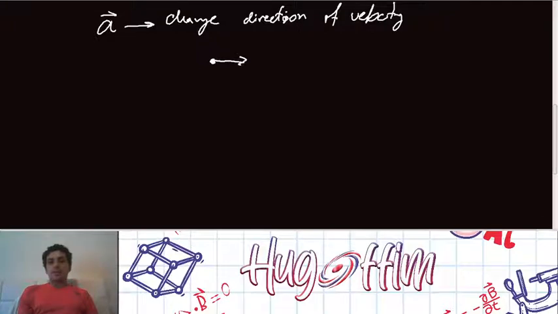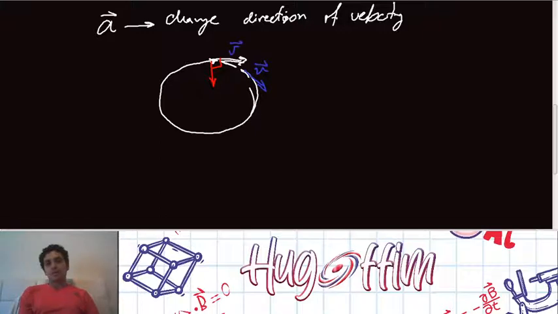If we go back to circular motion, it's easy to understand that the change of velocity is always going to be toward the center of the circular path. So if the velocity is here, the acceleration will be toward the center, perpendicular to the velocity, and always to the center.